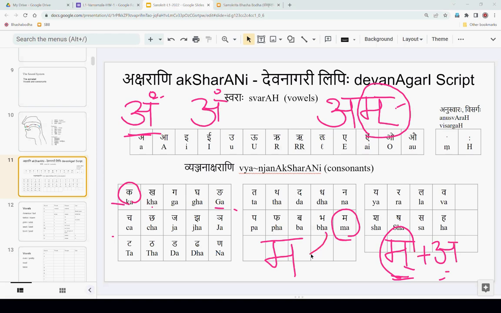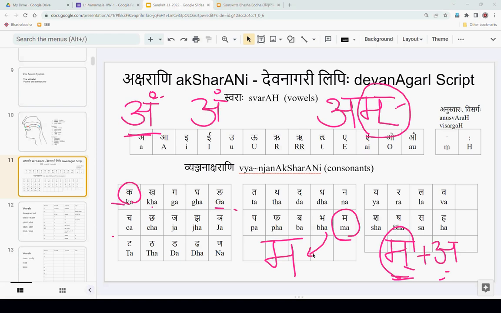So we need to add a swara to every vyanjanam to bring it out, to express it, to be heard. Otherwise, they won't come out. That is why they are called vyanjanam. They need the help of a swara. Whereas a swara doesn't need the help of a vyanjanam or anything else. A swara can be pronounced independently, whereas a vyanjanam needs the help of a swara all the time to be pronounced, to be heard.